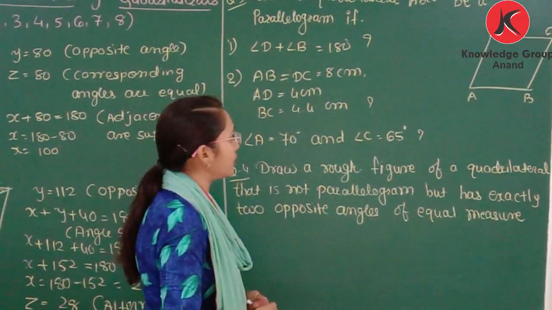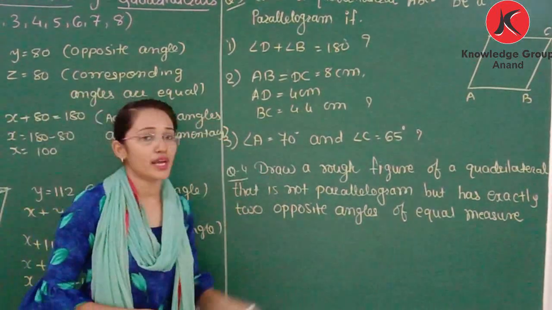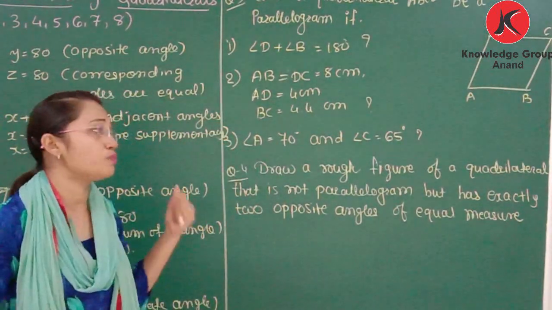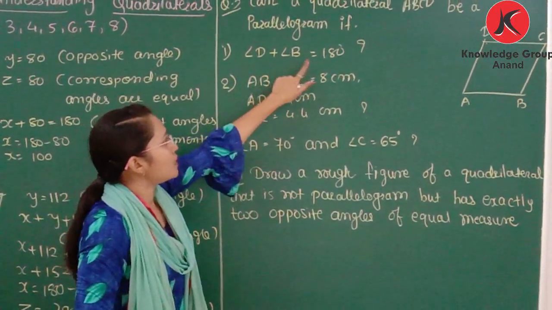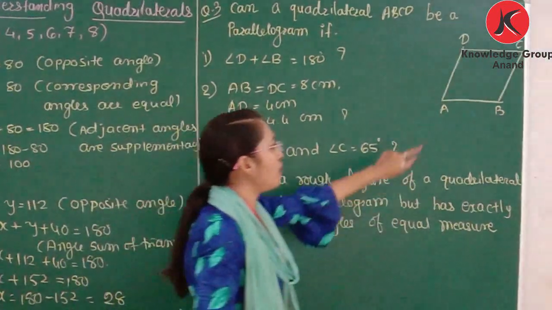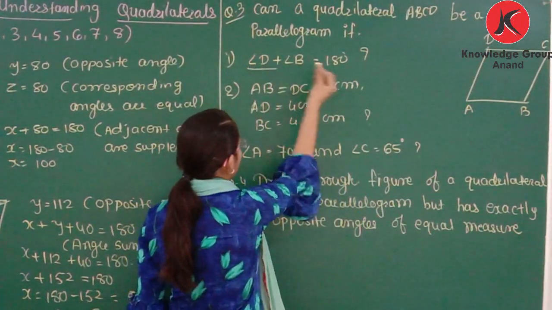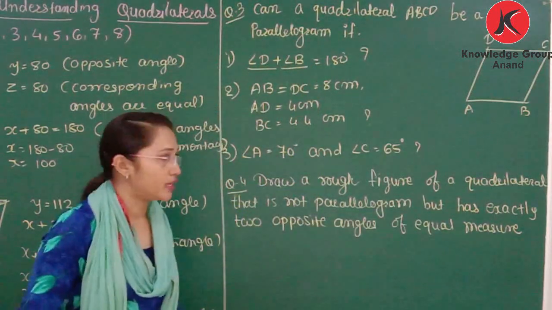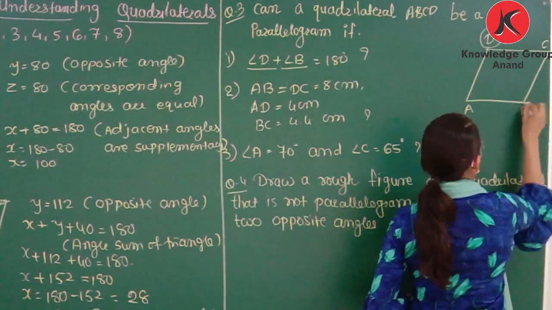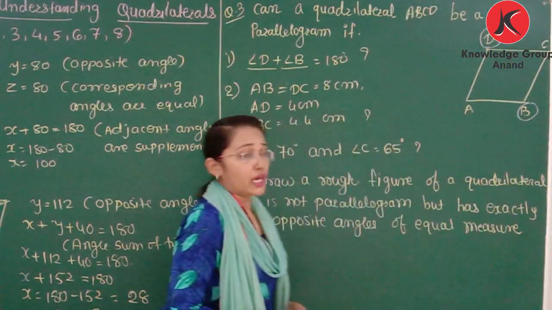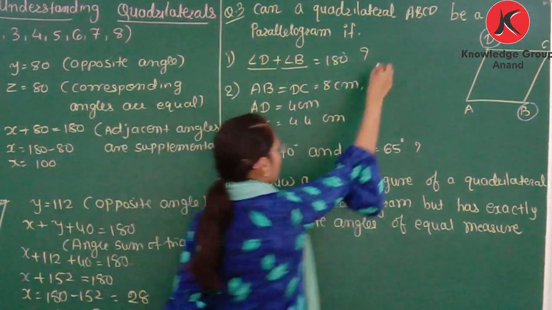Can a quadrilateral ABCD be a parallelogram? Here the conditions are given and you need to find whether it is possible for a parallelogram. So first one, angle D plus angle B is equal to 180. First of all, we draw a parallelogram ABCD. Okay. Now what is the first statement? Angle D and angle B is equal to 180. So where is angle D? It is here. And angle B. Opposite angles in a parallelogram are equal, not 180. Okay, so it is not possible.